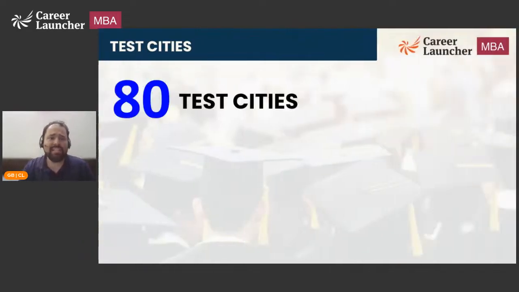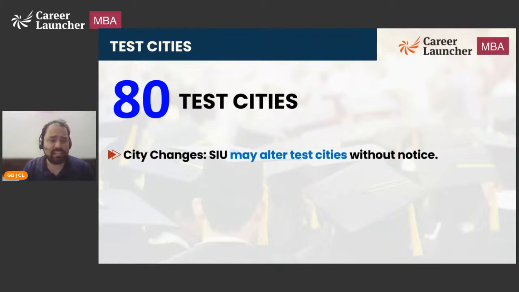Okay, what are the test cities? There are going to be 80 test cities where the exam is going to be held. Please keep in mind, last year this happened: suddenly the admit card came on the second, and suddenly on the fifth an updated admit card came, when our cities changed. So they keep on stating this: SIU may alter test cities without notice. Please be aware of that. Please keep checking your admit card regularly once it comes.